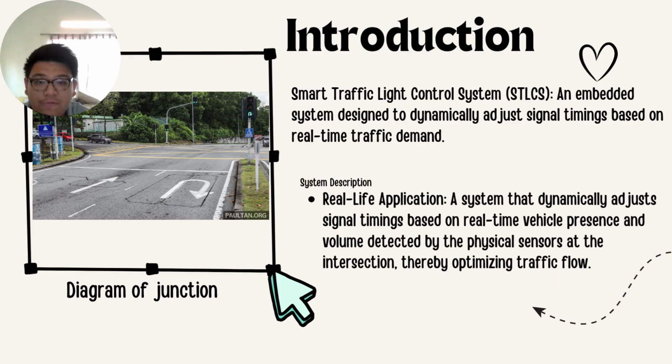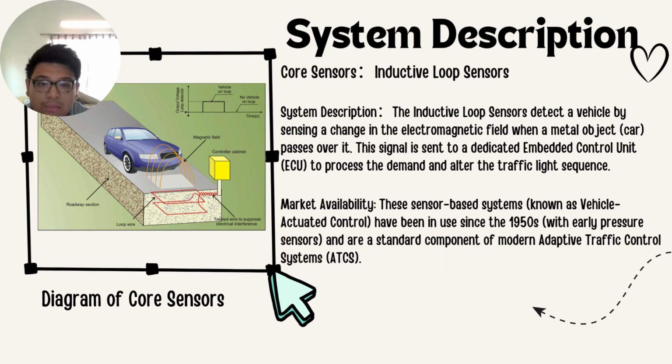Introduction. Smart Traffic Light Control System (STLCS) is an embedded system designed to dynamically adjust signal timings based on real-time traffic demand. Next will be the system description. We are using core sensor inductive loop sensors.